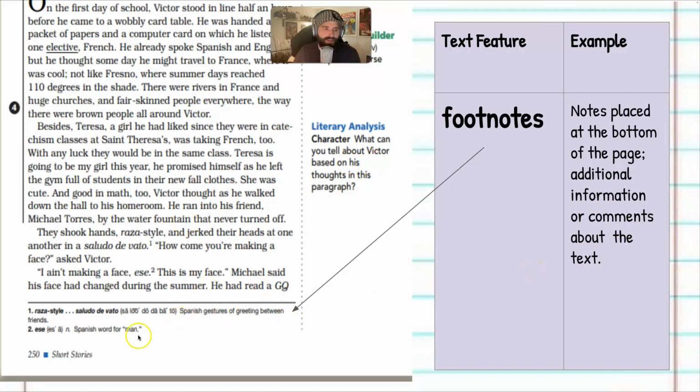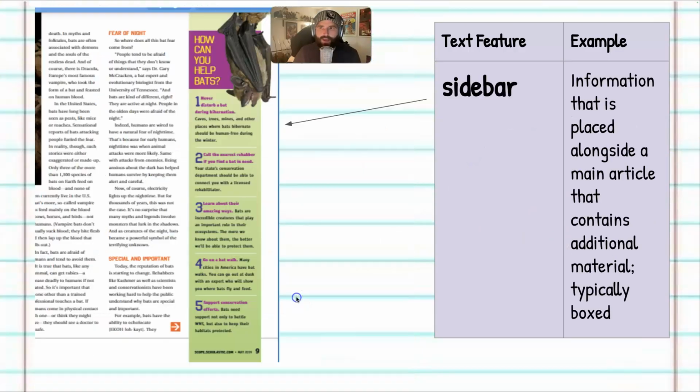So footnotes just come at the bottom of a page. Notes placed at the bottom of the page, additional information or comments about the text. Super simple, right? Same thing with sidebar. I'm pretty sure I gave you this one as well. Information that is placed alongside a main article that contains additional information, typically boxed.